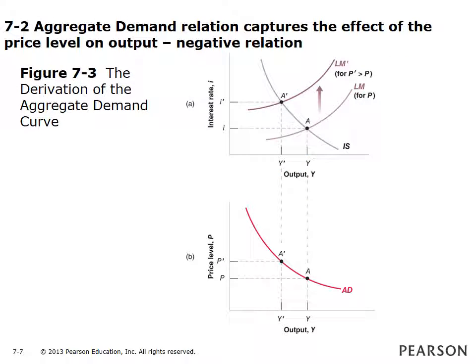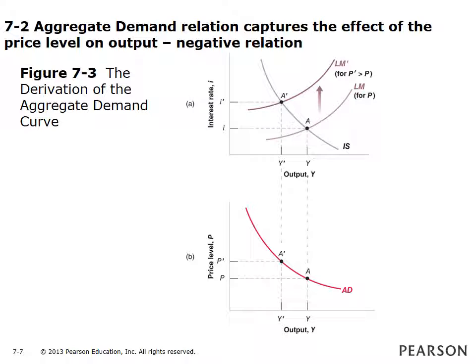Figure 7-3 shows the AD curve is derived from the equilibrium conditions in the goods and financial markets using IS-LM curves. The IS curve shows equilibrium in the goods market, LM shows equilibrium in the financial markets. The AD curve shows a negative relation between price level and output for given values of M, G, and T. Derivation of the AD curve.